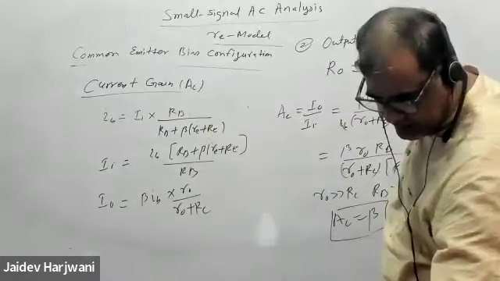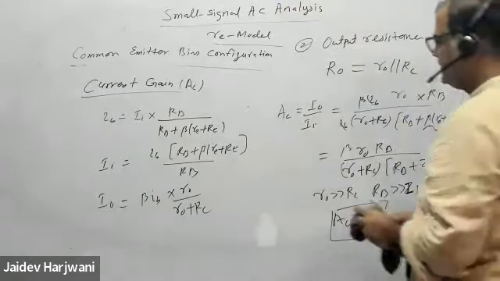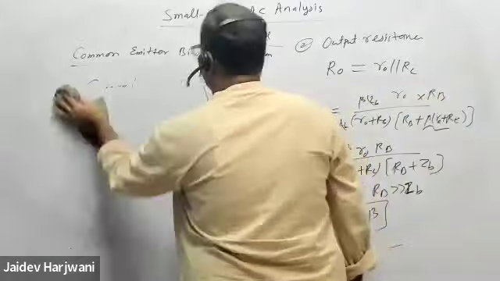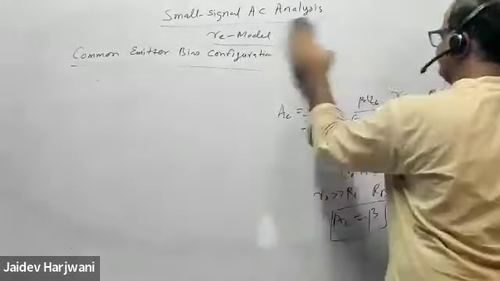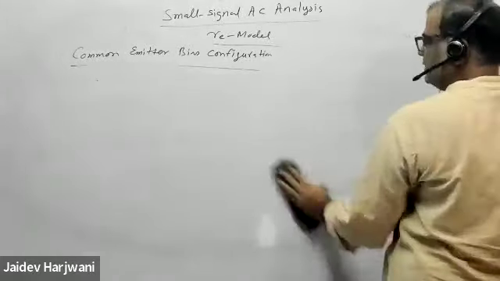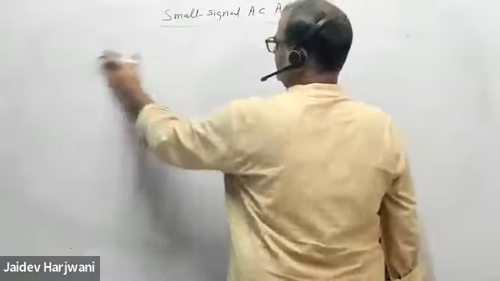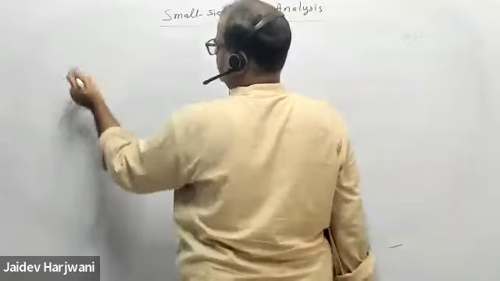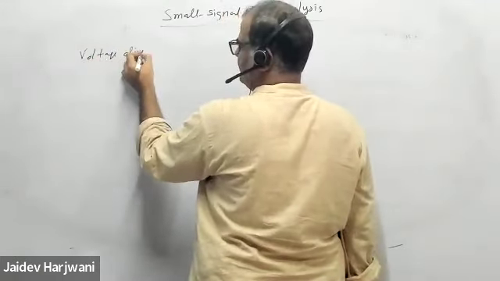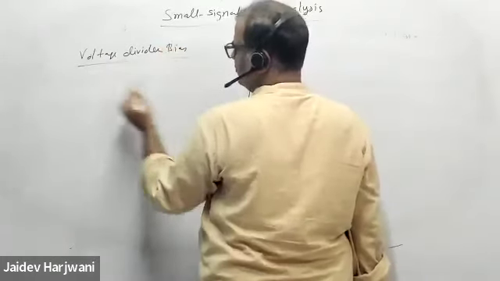Now let us do the next important biasing, voltage division. बाकी तो सब एक जैसा ही है, थोड़ा थोड़ा चेंज होगा बस. The next is your voltage divider bias. Okay, so here we have two circuits.